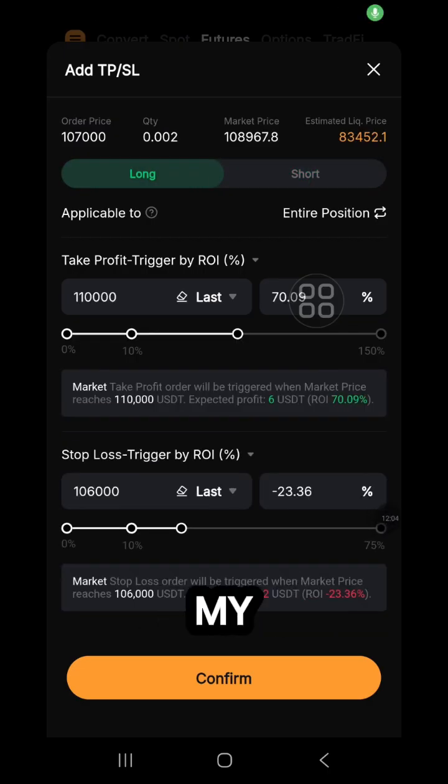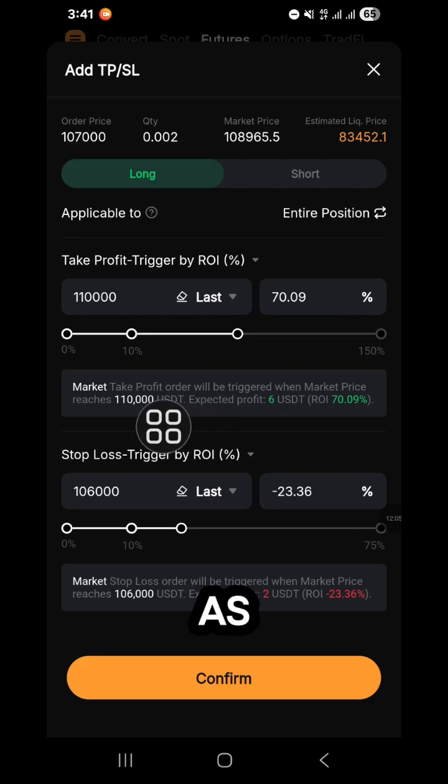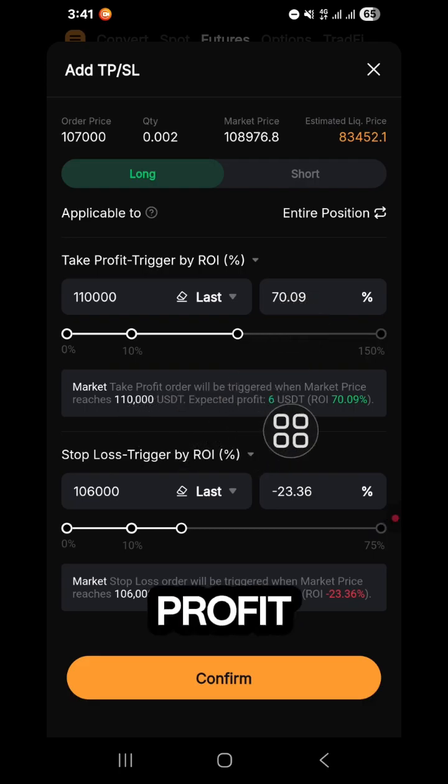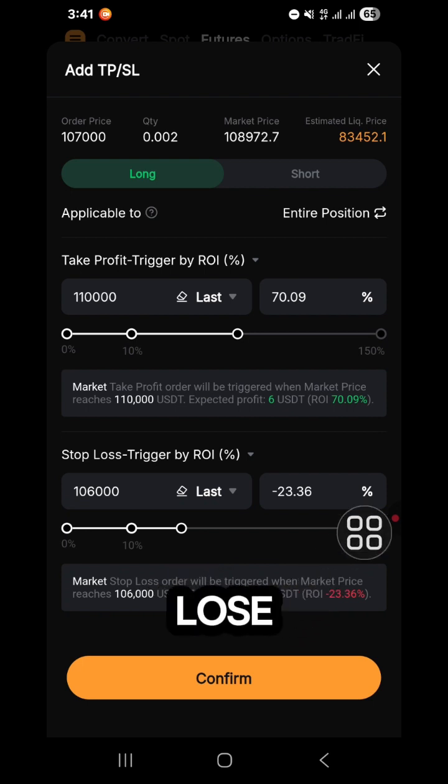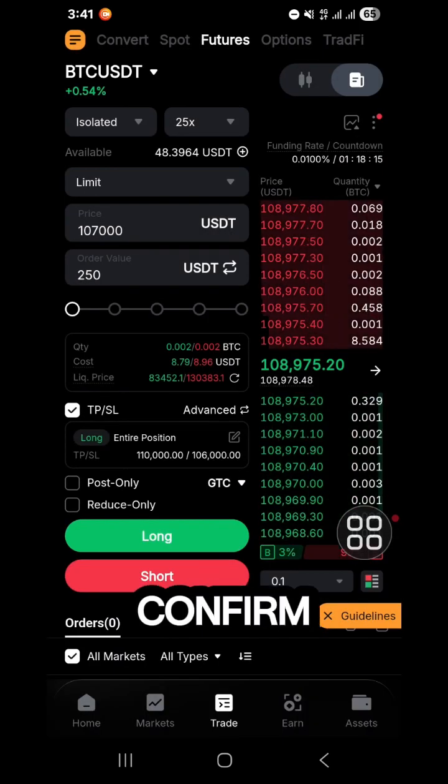So after setting my take profit and stop, I can see that if my take profit gets to 110,000, that's like 70% profit. I'm going to make 6 USDT. And if it hits my stop loss, which is $106,000, I'm going to lose 2 USDT. So I'm going to tap on confirm.